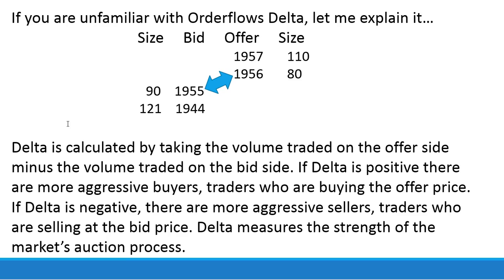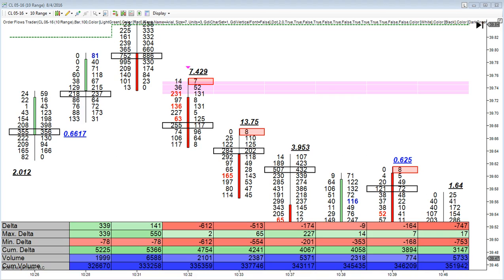So what delta does, delta will measure the strength of the market's auction process. So if you have a strong delta number, a big positive delta number. Real quick, let's look at a chart here.